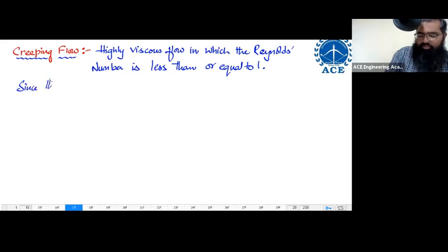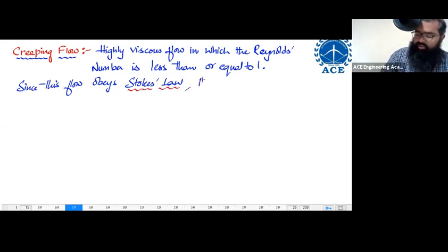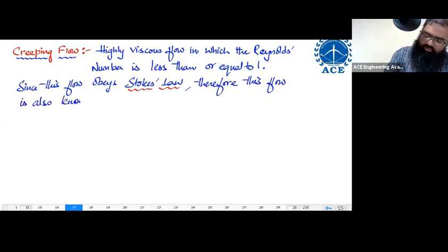Since this flow obeys Stokes' law, there is a particular law called Stokes' law. We'll discuss what it is later on. Therefore, this flow is also known as Stokes flow.